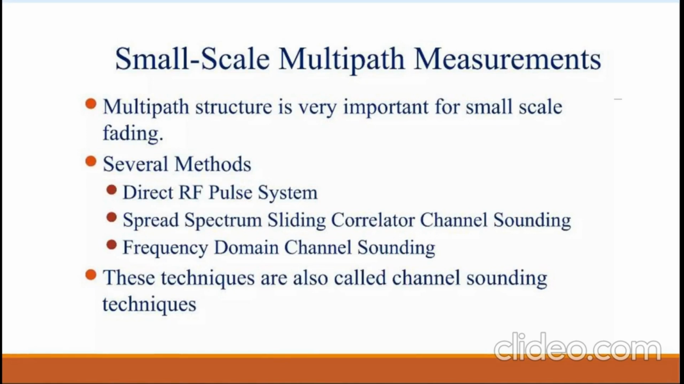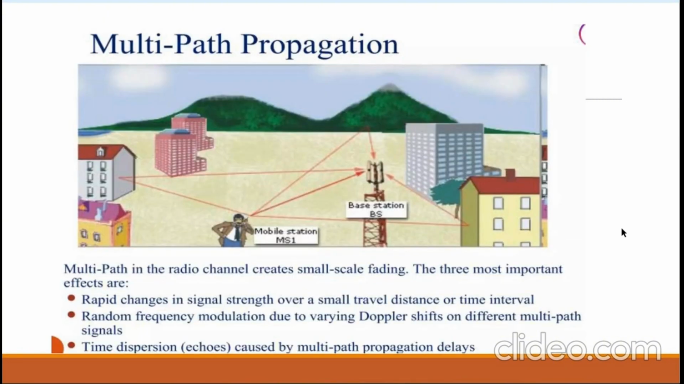Today's topic of discussion is small scale multipath measurements. So basically, multipath is very important for analyzing wireless communication scenarios. When we talk about multipath propagation, consider this scenario where, from this mobile station MS1 to the base station, there are several links passing through.